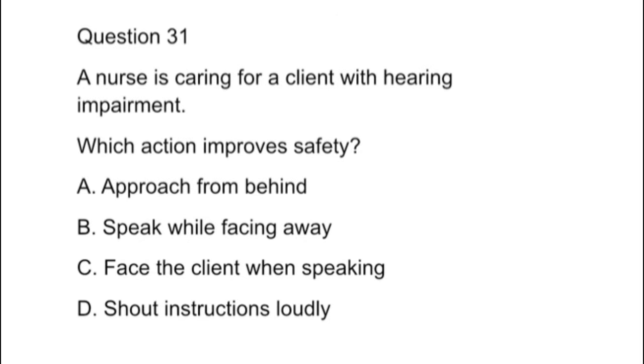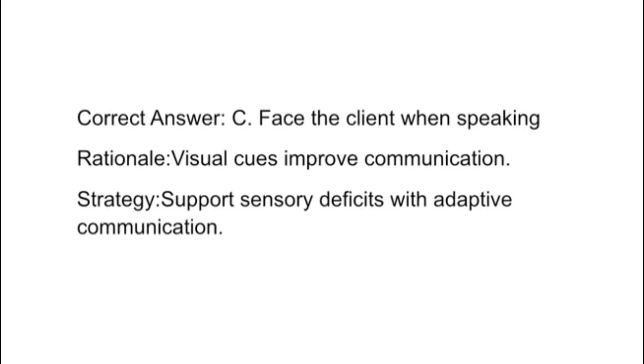Question 31. A nurse is caring for a client with hearing impairment. Which action improves safety? A. Approach from behind. B. Speak while facing away. C. Face the client when speaking. D. Shout instructions loudly. Correct answer, C. Face the client when speaking. Rationale. Visual cues improve communication. Strategy. Support sensory deficits with adaptive communication.